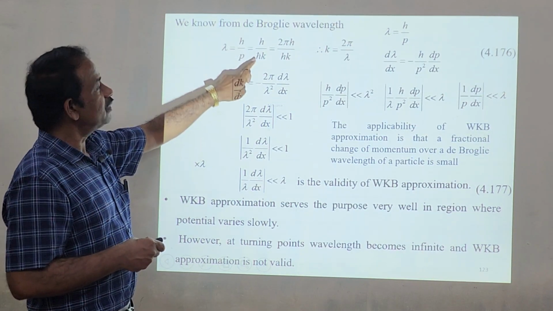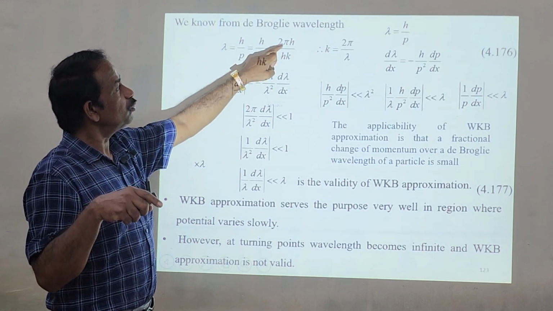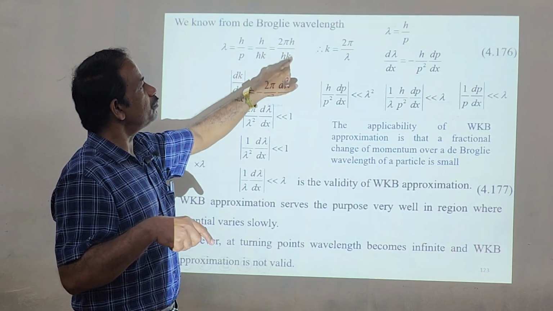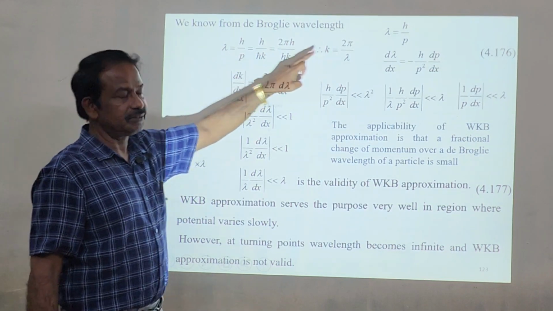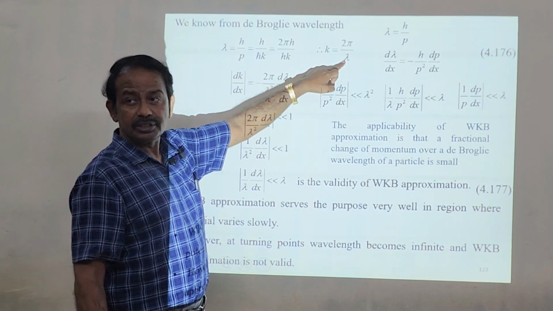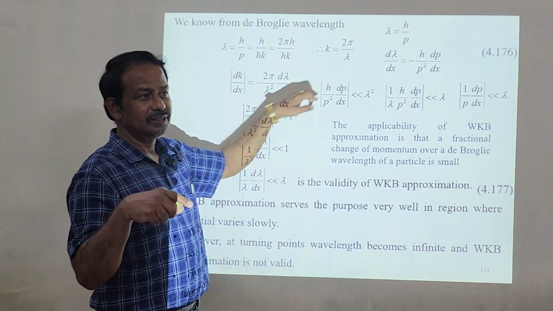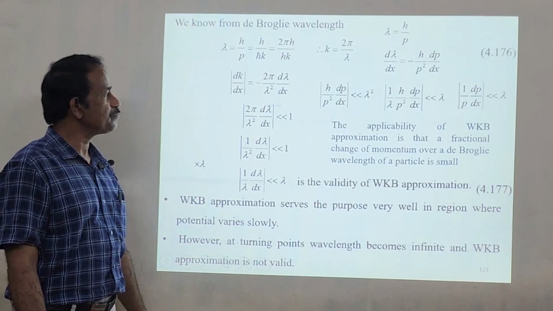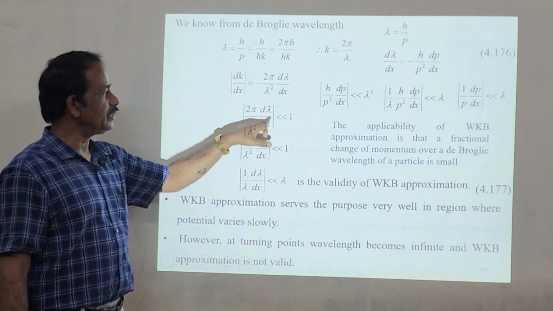Okay, so we know that lambda equals h by p from de Broglie's concept. So p can be written as h bar k, and h bar is h divided by 2 pi. So 2 pi h divided by h k, and both will cancel. You have 2 pi by k. So k equals 2 pi by lambda. Differentiate with respect to x. We'll have dk by dx, which is equal to, differentiating 1 by lambda, minus 1 by lambda squared d lambda by dx, and of course your 2 pi is here. Just take the modulus: 2 pi by lambda squared d lambda by dx.